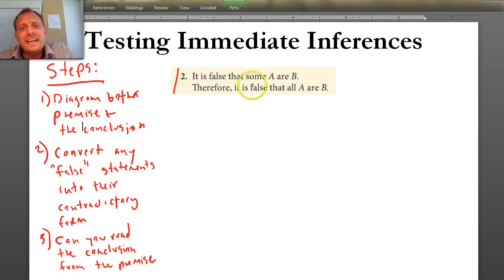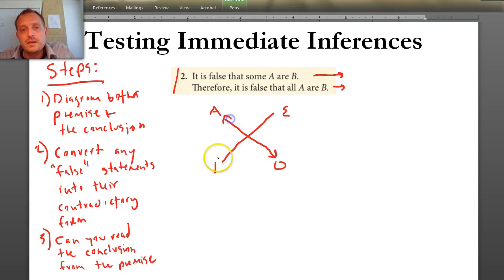Okay, it's false that some A are B. Now, I need to diagram this, but I have these false statements. In fact, this one's false and this one's false. So I need to diagram these into their contradictory form, which means that let's remind ourselves we have the A, the E, the I, and the O, right? Remember that the diagonals here are contradictory relations. Okay, so let's take a look at this. It is false that some A are B. So that's an I statement, right? So if this is false, then the E statement is true by definition. Okay, so that means that I want to actually diagram an E statement, which is going to be that no A are B.